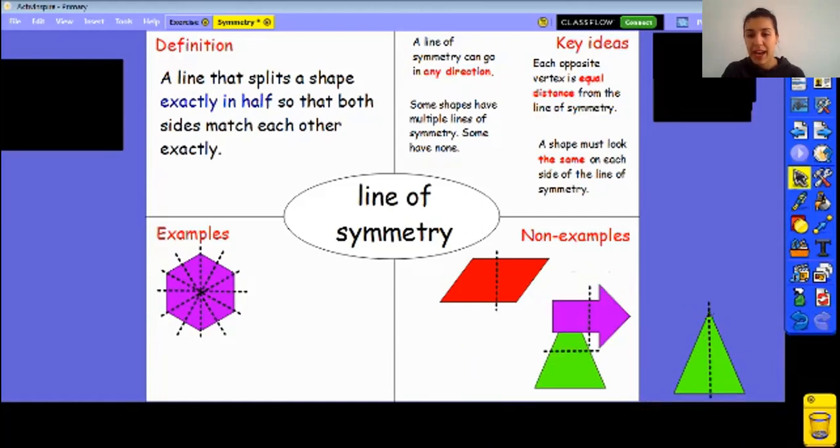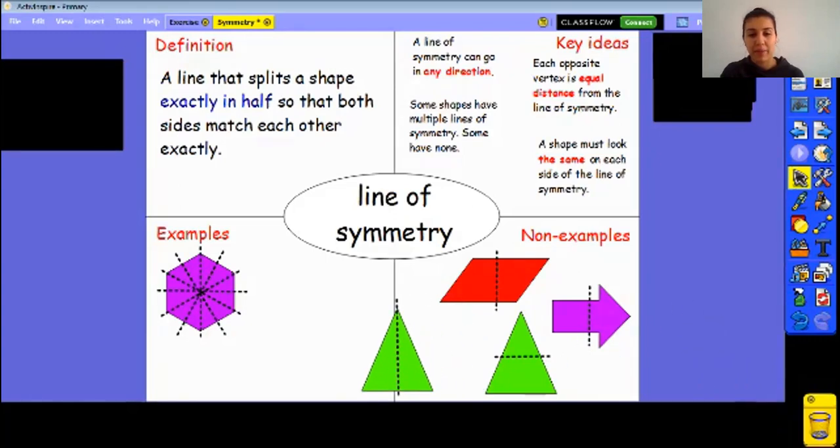Let's have a look at this one. So I've got my triangle here. If I folded my triangle like this along that line, would they match up exactly? Do they look the same, these sides? No, so that's not a line of symmetry. Well done. What about this one here though? If I folded that triangle along that line, would my halves match up? Yes, they would. That is a line of symmetry.